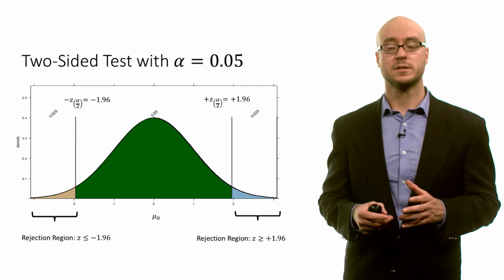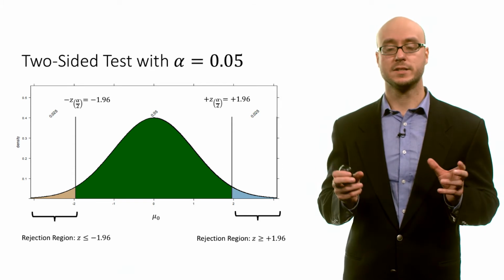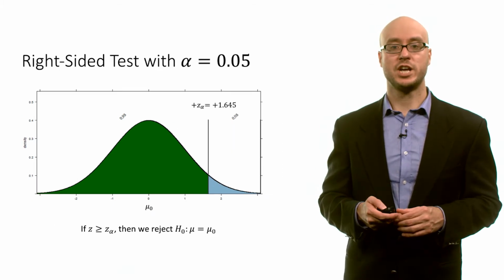Because what we're doing is assuming that the null is true. We're saying that if the null is true, the sampling distribution is going to be centered around mu naught, on that claimed value. And then we're going to see where our z-test statistic lies. So just to be clear, we have these two areas that we call rejection regions.